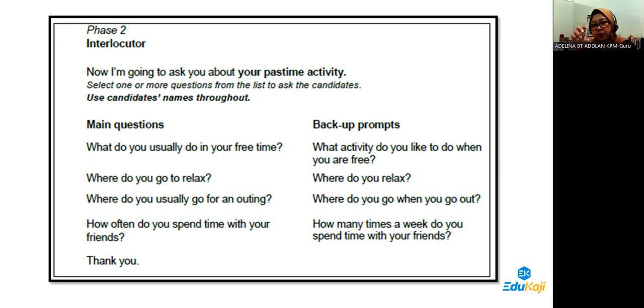So for phase two, students will be asked in accordance, candidate A and candidate B. Usually we'll start off with candidate A. After candidate A has answered, then we'll continue with candidate B. So the teacher will actually choose what question is suitable to be asked to the students. Now, like what I've mentioned earlier, if the main question could not be understood by you, then your teacher will use backup prompts. Okay, backup prompts are a little bit easier, more direct to the point sentences. Okay, now let's go to part two.